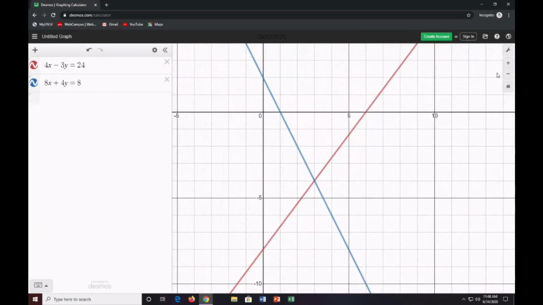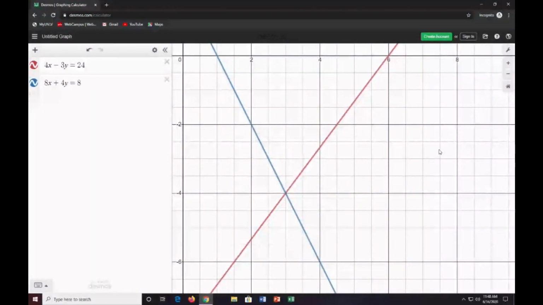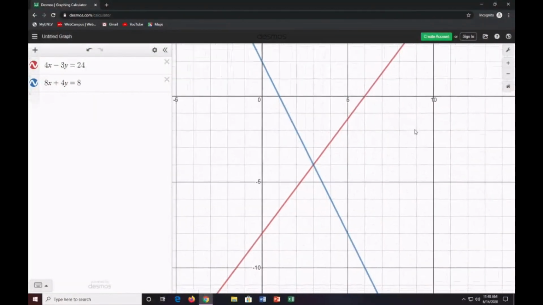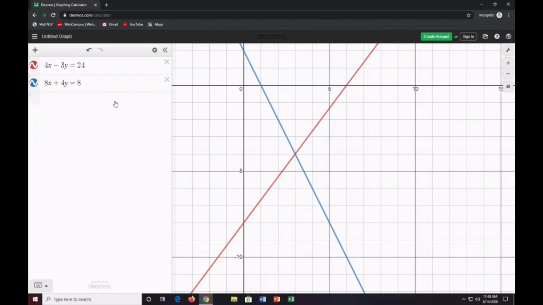There's that point. Can I zoom in a little more? Maybe we can. Well, that's too close, I think, like that. So let me snap to that intersection point to make sure that is 3 comma negative 4. Right there. 3 comma negative 4 snaps to that intersection. So the two lines indeed intersect each other at 3 comma negative 4.